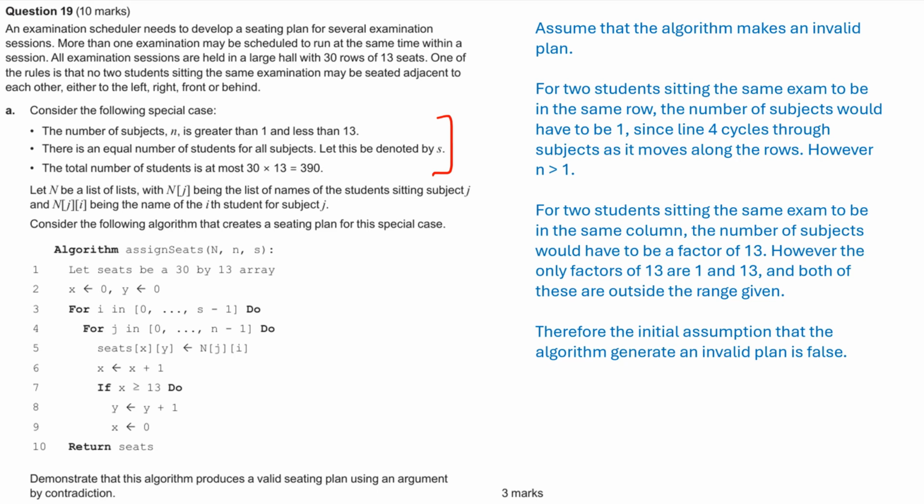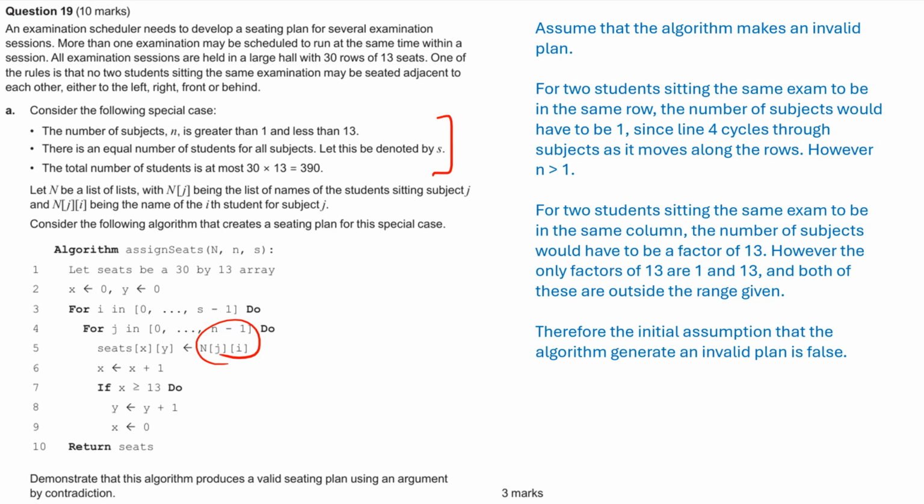Because we go IJ and then we swap them here, which goes JI, that means every time we move along the row, we are changing the subject. So for 2 students sitting the same exam, the subject would have to not change, and that would have to be because there's only one subject, but we're told n is greater than 1. So that's a contradiction. What if they were sitting behind each other?